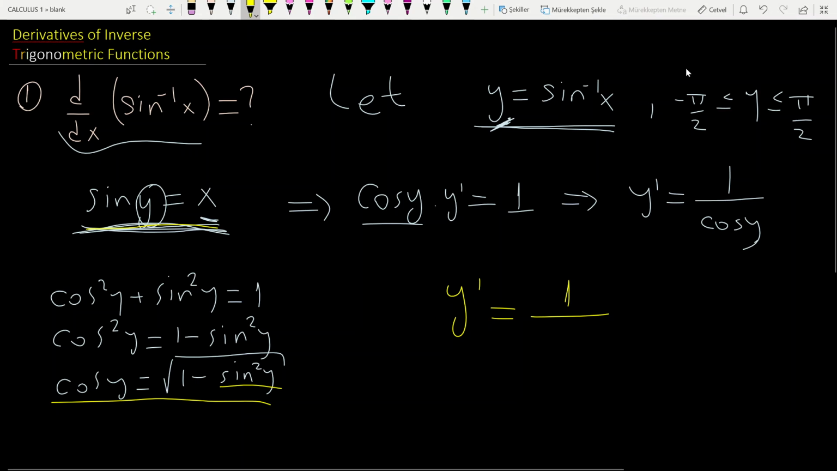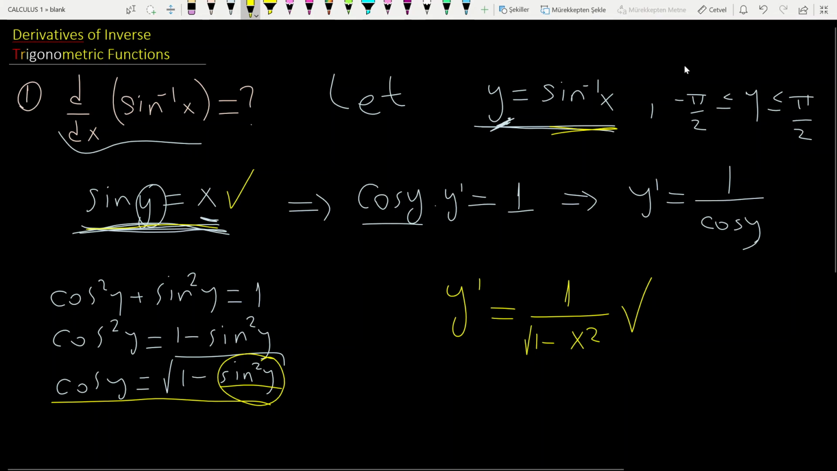When you use this information, you immediately get the requested result. y prime, which is the derivative of arcsine x, is equal to 1 over, instead of cosine y, we have the square root of 1 minus sine square y. No, very sorry, 1 minus x square. Since sine y is equal to x, you have the square root of 1 minus x square. It is the result for the derivative of the inverse sine function.